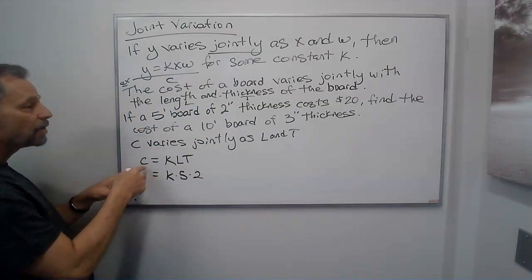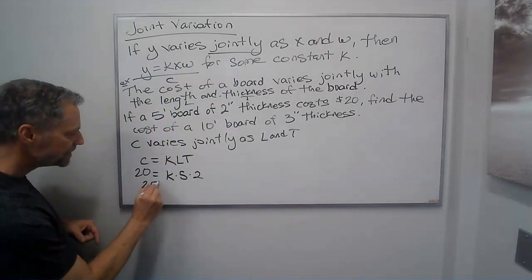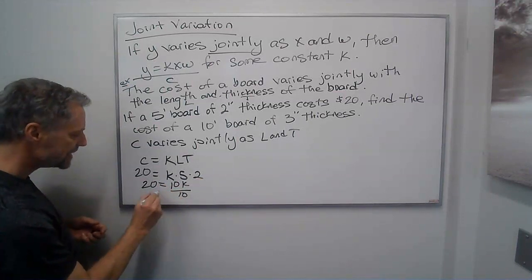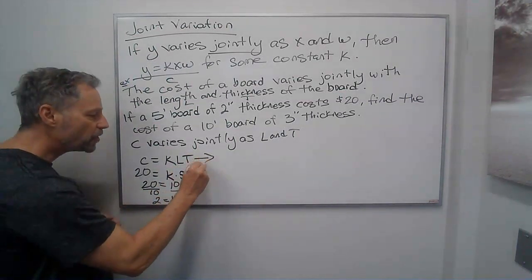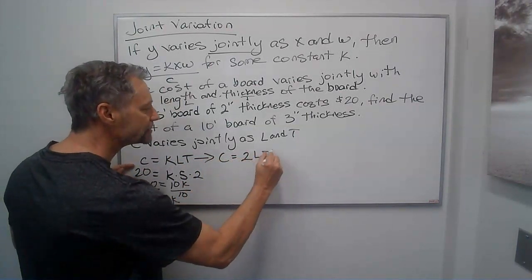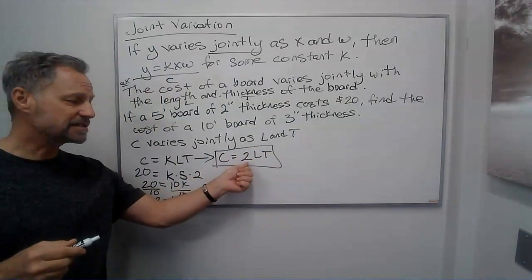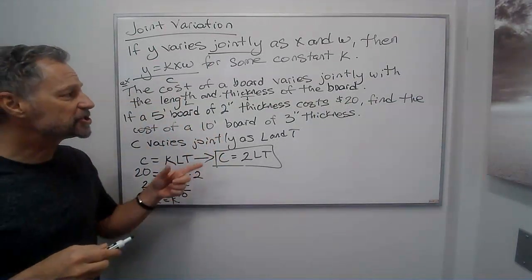So I want to find the cost. Well, it says that cost is $20. So I get 20 equals 5 times 2 is 10, 10K. I divide by 10, and I get K equals 2. So now I can plug in K equals 2 to get my formula. C equals 2LT. That's my variation formula. My constant of variation was the 2.